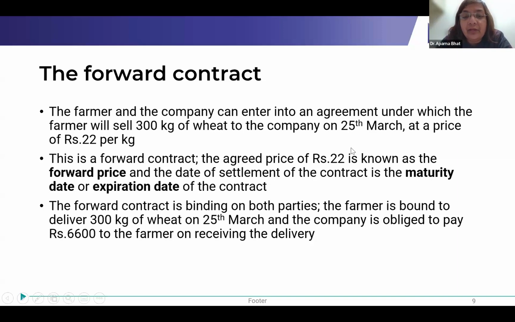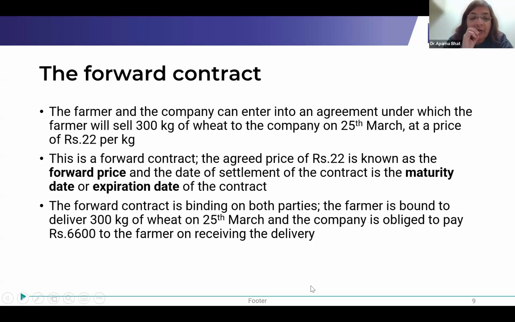And the buying and selling will happen on some future date, and the price at which the buying and selling will happen, that is also agreed upon today. Okay, so this is a forward contract, and the agreed price of 22 rupees is known as the forward price. And the date of settlement of the contract, when is the contract going to be settled? On 25th of March, right? That is known as the maturity date or expiration date of the contract.